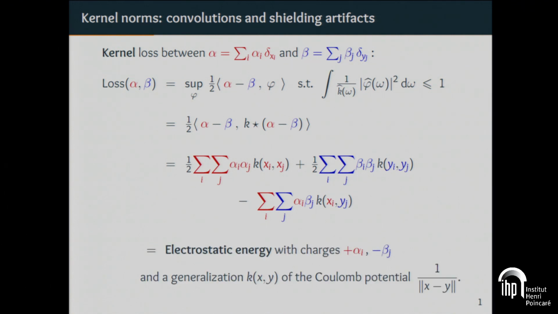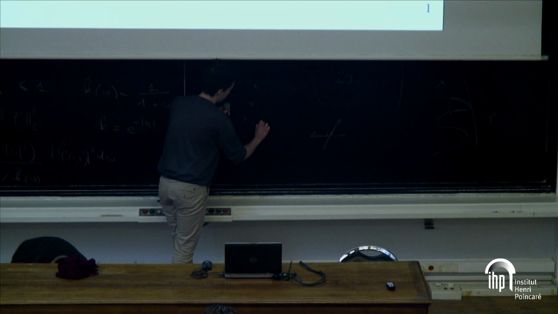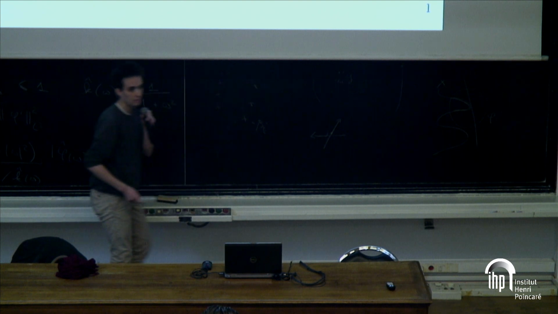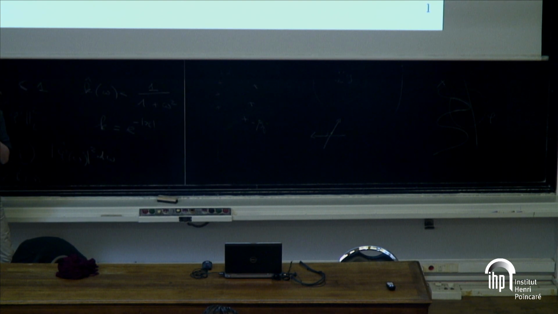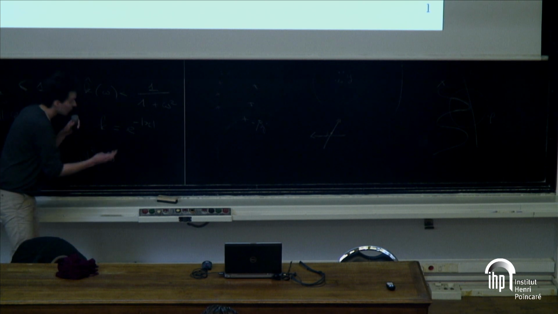Okay, why is that so? Well, that's because this is exactly the formula that physicists end up with when they consider a set of particles x_i with charges plus alpha_i, y_j with charges minus beta_j, and a Coulomb potential k of x, y. Okay, so why is that a good idea?